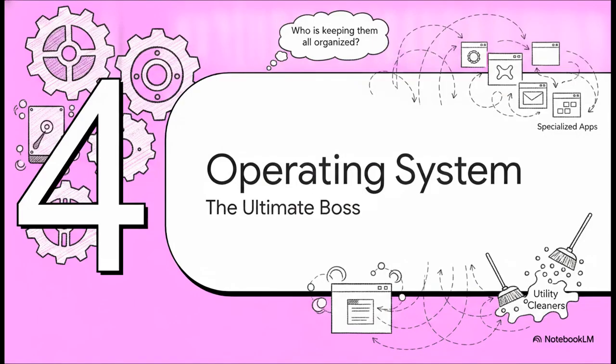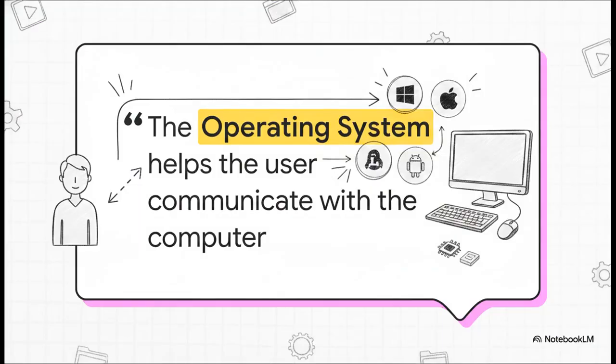Next up, Section 4, the ultimate boss, OS. We've talked about the workers and the security, but who's the ultimate boss? Well, that would be the operating system, or OS. The OS is the premier system software that acts as the primary interface between you and the computer hardware. Put simply, you don't speak the hardware's language, and the hardware definitely doesn't speak yours. The operating system acts as your real-time translator. Whether you're running Microsoft Windows, macOS, Linux, or Android on your phone, the OS provides the essential platform that allows every other piece of software to function.